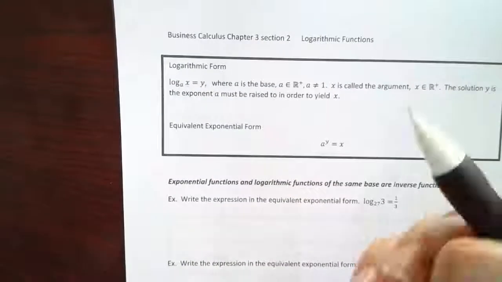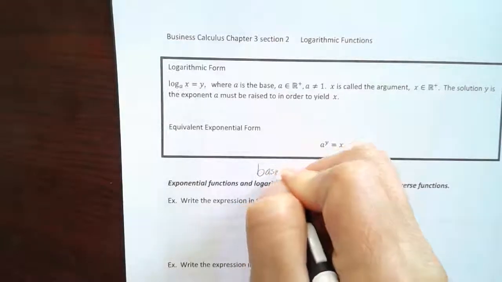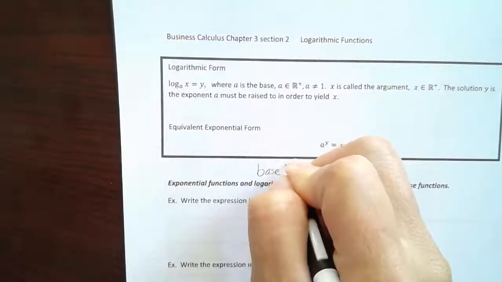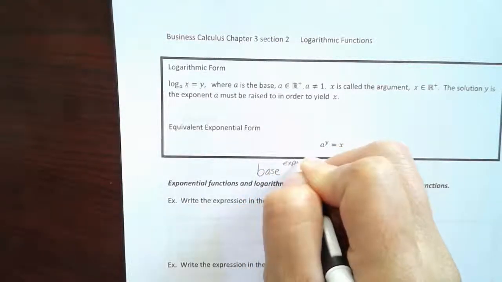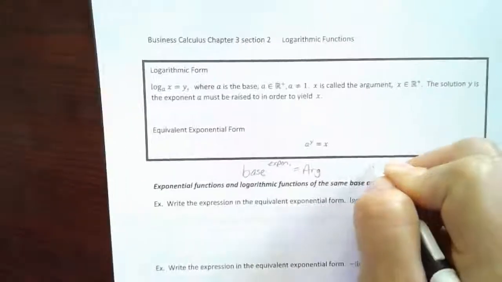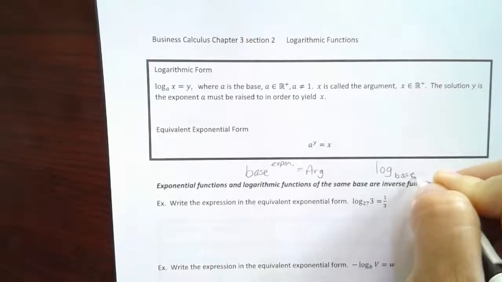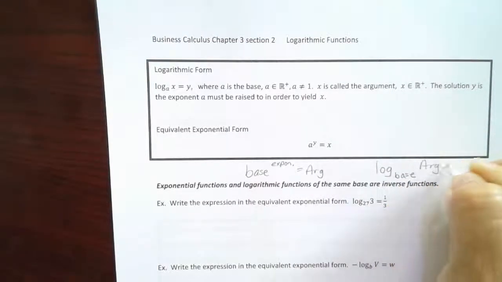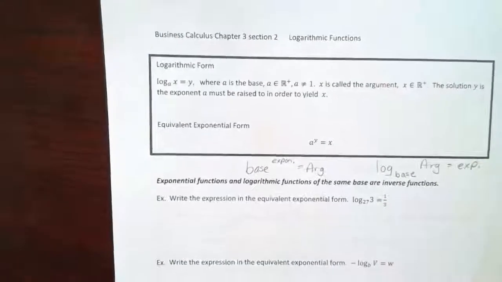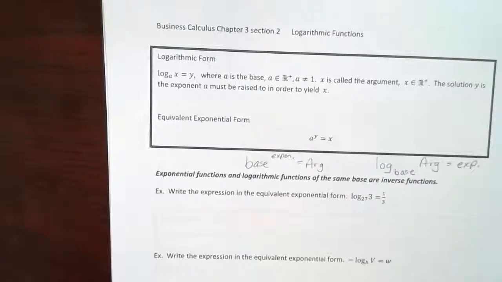So what you just need to be able to do is identify the base and the exponent and the argument. So the base in exponential form raised to the exponent will equal the argument. And if I want to convert to logarithmic form, we'll have log of this base, argument is equal to the exponent. Okay, sometimes converting from one form to another can actually help you solve problems.